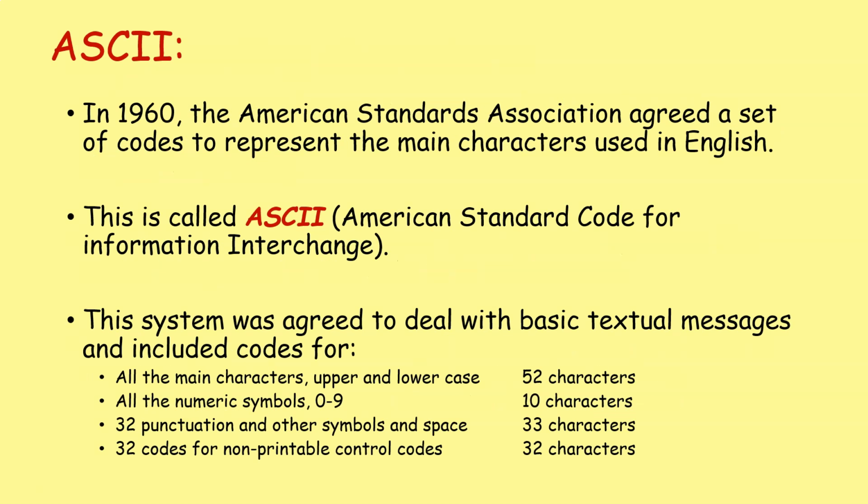In 1960, the American Standards Association agreed a set of codes to represent the main characters used in English. This is called ASCII, American Standard Code for Information Interchange. This system was agreed to deal with basic textual messages and included codes for all the main letters of the alphabet as characters, both upper and lower case, so that's 52 characters, all the numeric symbols 0 to 9, that's 10 characters, 32 for punctuation and other symbols, so that came to actually 33 characters with the space, and another 32 codes for non-printable control codes.